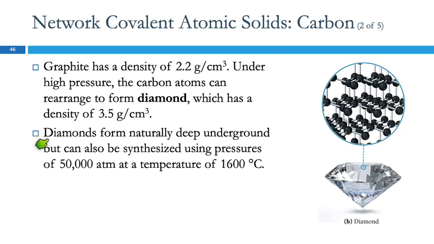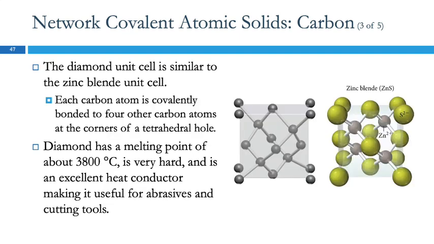Diamonds form naturally underground where there's a lot of pressure. You can also synthesize them. It takes something like 50,000 atmospheres of pressure and 1,600 degrees Celsius. So it's not a simple matter, but it can be done. The structure of the diamond unit cell is similar to the zinc blende cell that we saw, which was face-centered cubic, and then it had 4 atoms in those tetrahedral holes. So that's what's going on here with the carbon.